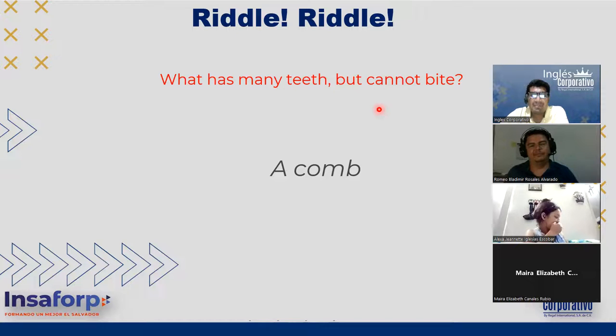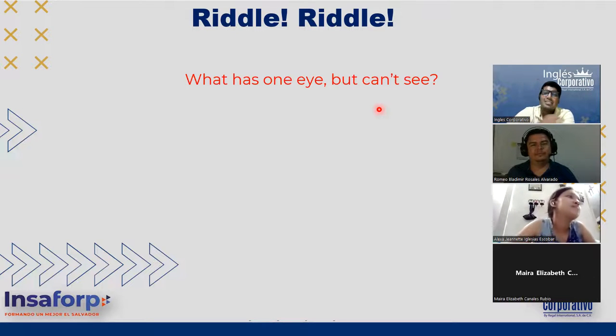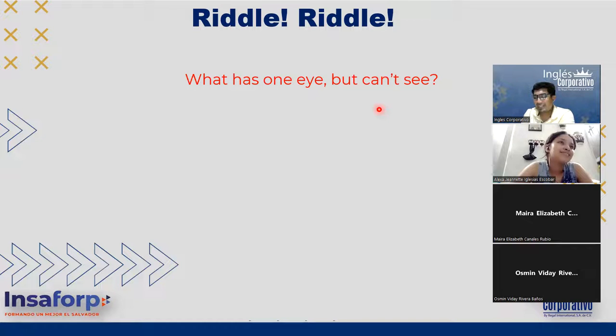Very good. Moving on. What has one eye, but can't see? What has one eye, but can't see? ¿Qué cosa tiene un ojo pero no puede ver? My feet. Your feet. Okay. Yeah. Okay, that is a nice detail. Very good. You should check that out. You should get that checked from a doctor. Okay. Any other idea? What has one eye but can't see?